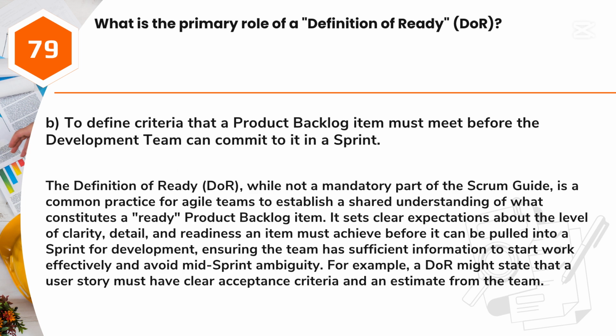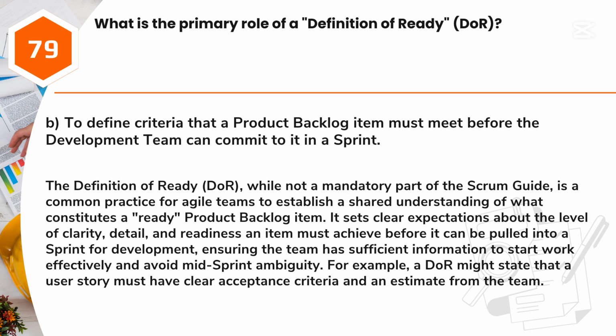Answer: B. To define criteria that a product backlog item must meet before the development team can commit to it in a sprint. The definition of ready door, while not a mandatory part of the Scrum Guide, is a common practice for Agile teams to establish a shared understanding of what constitutes a ready product backlog item. It sets clear expectations about the level of clarity, detail, and readiness an item must achieve before it can be pulled into a sprint for development, ensuring the team has sufficient information to start work effectively and avoid mid-sprint ambiguity. For example, a door might state that a user story must have clear acceptance criteria and an estimate from the team.